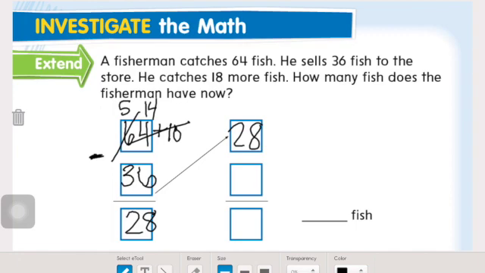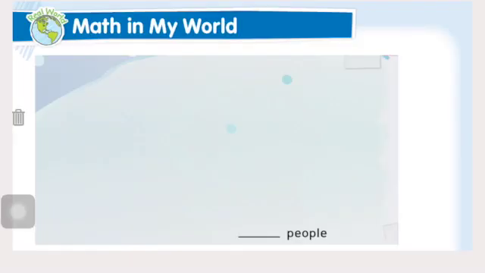So he has fish. He sells fish. Then he catches 18 more fish. Catches 18 more. So that means he's bringing in 18, right? Which means we're adding together. 8 plus 8 is 16. Regroup 10. 1 plus 2 plus 1 is 4. So how many does he have now? He has 46.